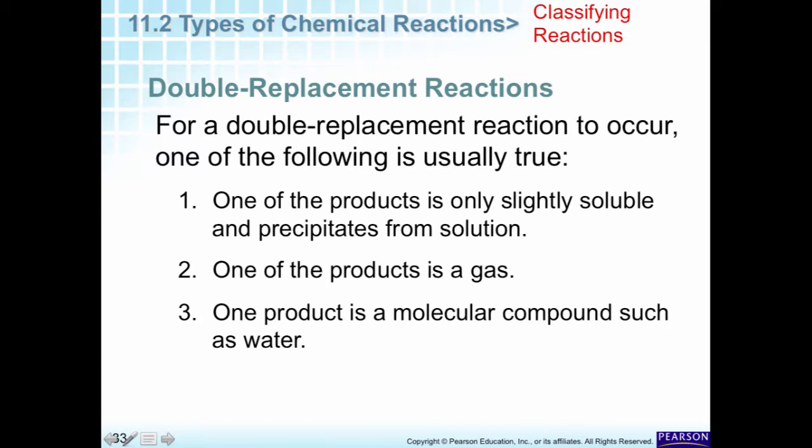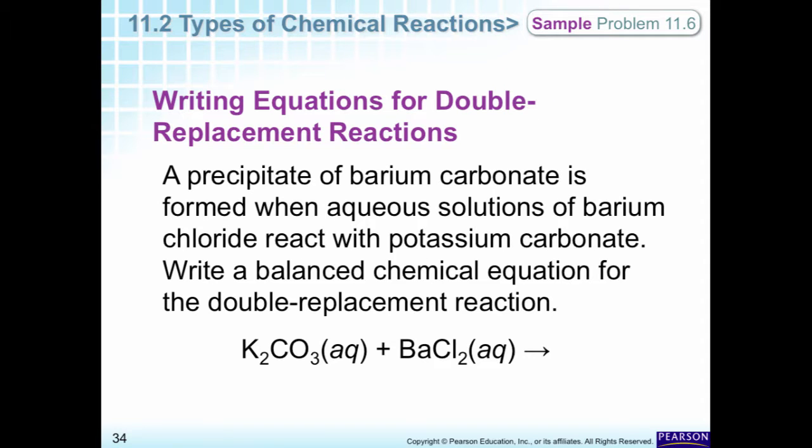And we say usually because there's always an exception. But if one of these three things occurs, then you will get a double replacement if you start out with two things that are partnered up already. All right, so let's go through and balance a double replacement reaction. We have potassium carbonate and barium chloride. I'll tell you barium carbonate is not soluble. So let's walk through this.